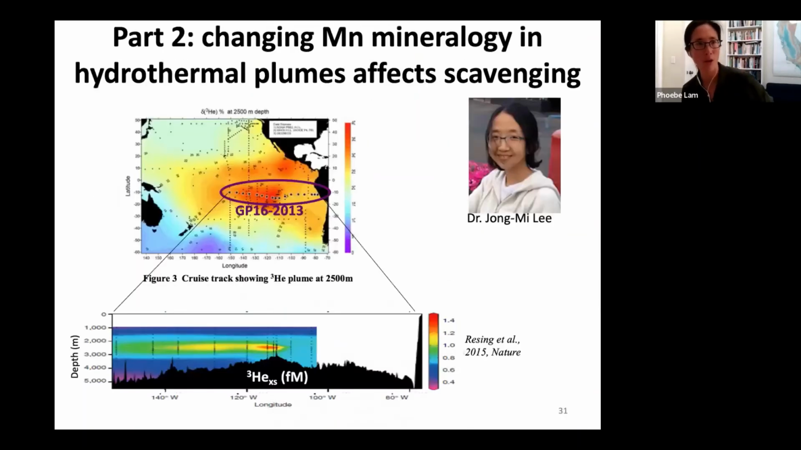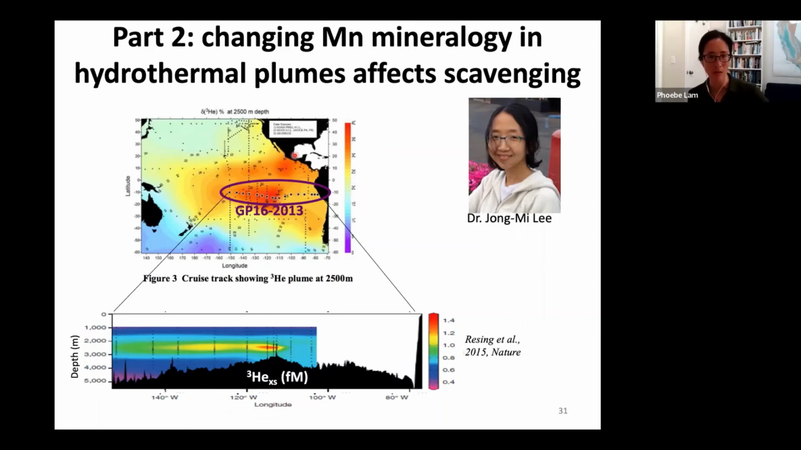Okay, so part 2 is moving on to manganese, and this was work led by my postdoc, Dr. Zhongmi Li. Now we're going to the South Pacific. The East Pacific Rise runs here. The cruise that I'm talking about was in 2013, and it crossed this mid-ocean ridge and then followed a plume going westward.